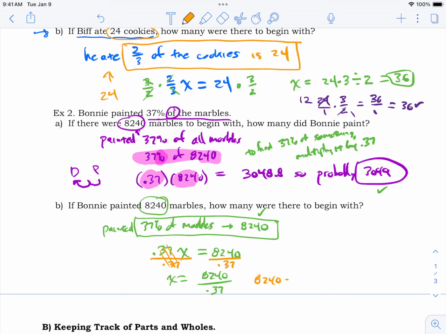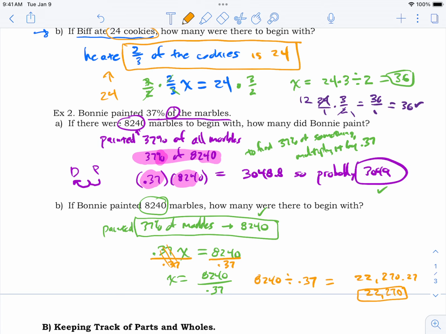This is how you would enter it on your calculator. This is how you enter all fractions. If you want to turn any fraction into a decimal, take what's on top, divide by the bottom. I'm going to do that here. 8240 divided by 0.37. I got, you ready for this one? 22,270.27. Probably round that to 22,270. That's a lot of marbles to start with. I hope she's not the only one painting these things.